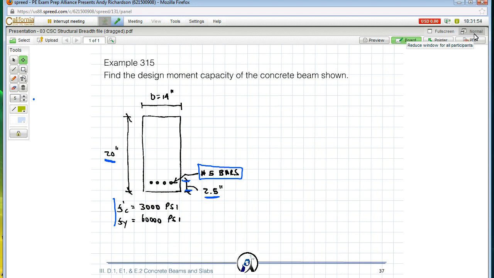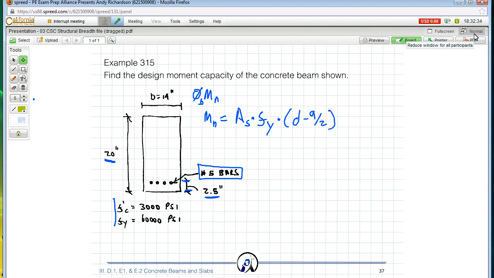Okay, so first of all, what we need to do is we need to find the dimension A, which if you know the formula for the nominal, okay, we have design capacity and we have nominal. Design capacity is phi Mn, where phi is the bending reduction factor, phi b, and we need to know the Mn, where the Mn, the nominal moment capacity, is the area of steel times the Fy times the depth, minus A over 2.